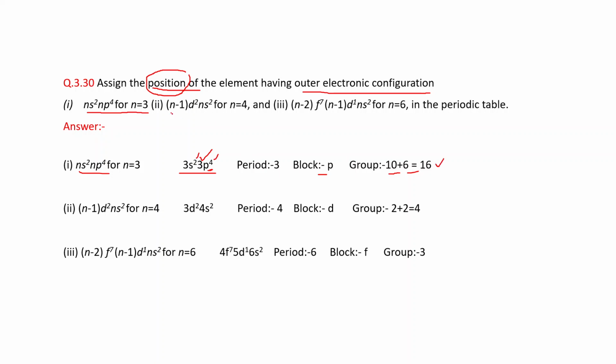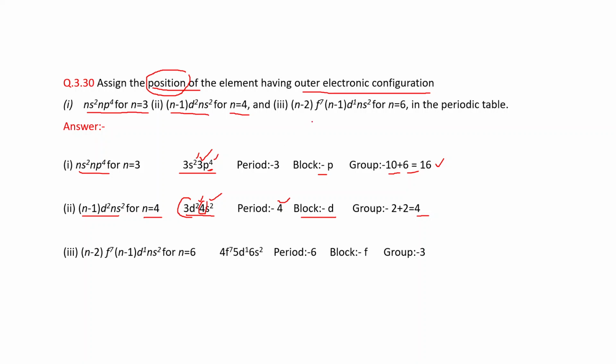Now this is (n minus 1)d2 ns2 for n equal to 4. If n is equal to 4, we can write this as 3d2 4s2. Principal quantum number of outermost shell is 4. That's why period is 4. This d is a partially filled d orbital. That's why this is a d block element, and for d block element, group number is equal to the number of electrons present in (n minus 1)d and ns subshells. That's why 2 plus 2, that is 4.